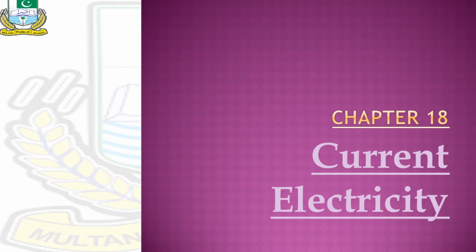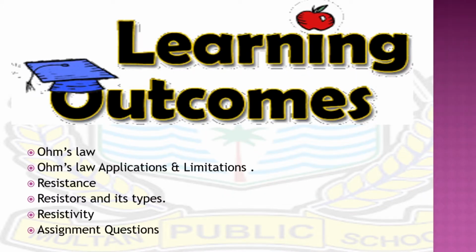Today we're gonna discuss chapter number 18, and the name of the chapter is Current Electricity. Before getting into the core concepts of this chapter, I would like to share some learning outcomes so that by the end of this lecture, you will be able to understand what Ohm's law is, its applications and limitations, resistance, resistors and some of its types, the concept of resistivity, and some assignment questions.